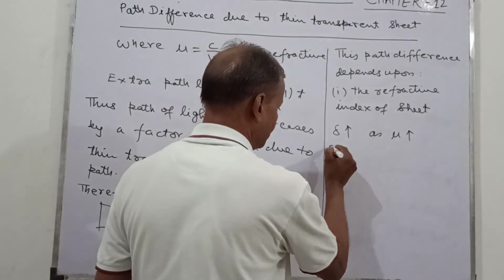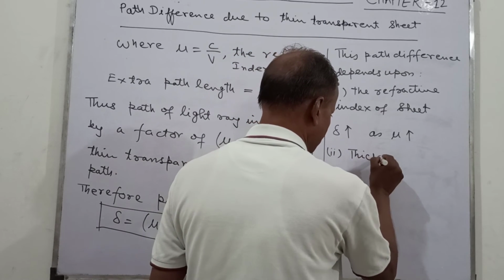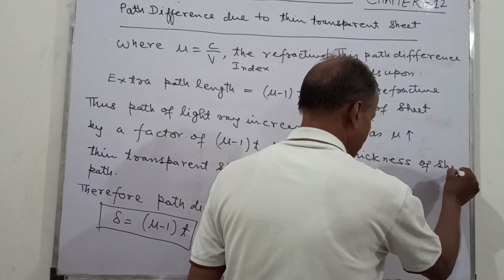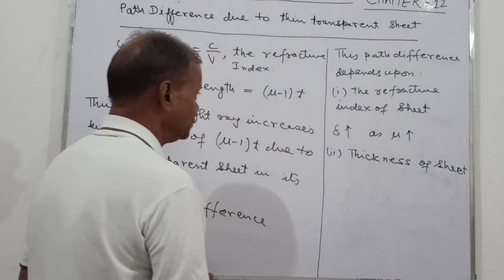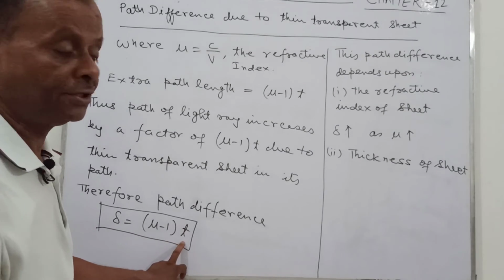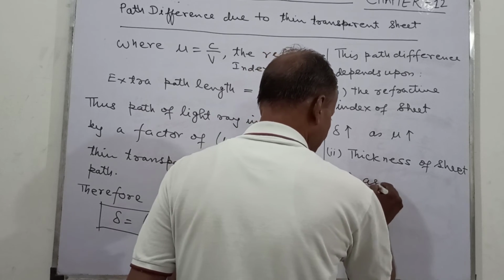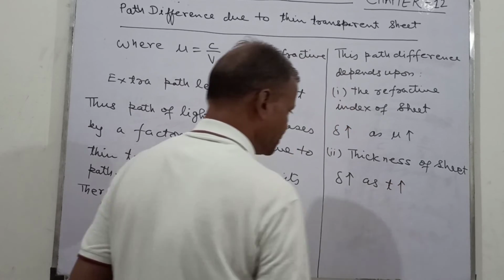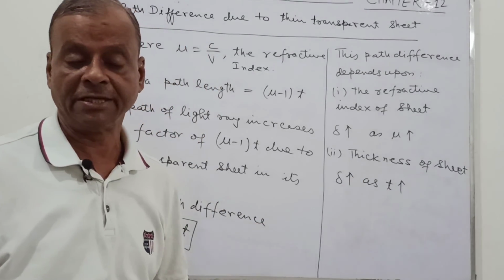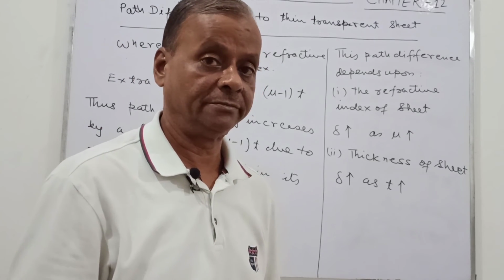Second, thickness of sheet. You see that this delta is directly proportional to T. So what does it mean? This delta increases as T increases. जैसे ही T का मान बढ़ता है, वैसे ही इसका डेल्टा का मान बढ़ता है. तो इसका मतलब ये कि हम शीट की अगर मोटाई बढ़ा देती है तो डेल्टा का मान उसमें बढ़ जाएगा.